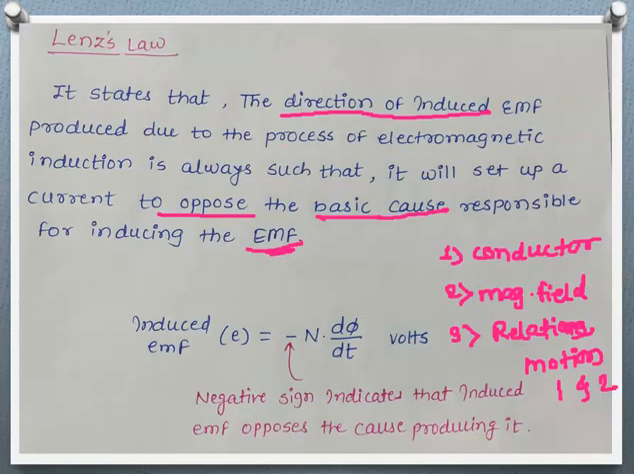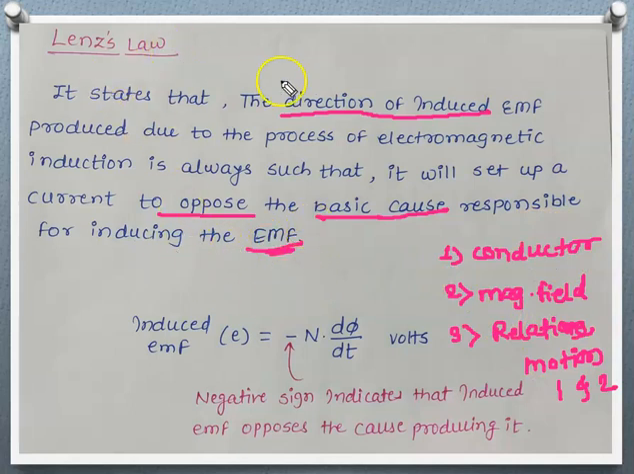Now let's discuss the second method, that is Lenz's law. It states that the direction of induced EMF produced due to the process of electromagnetic induction is always such that it will set up a current to oppose the basic cause responsible for inducing the EMF. We know that there are three basic requirements to induce an EMF. The first is a conductor, the second is a magnetic field, and the third is relative motion between them. If these three conditions are satisfied, then we will get EMF induction in a conducting material.